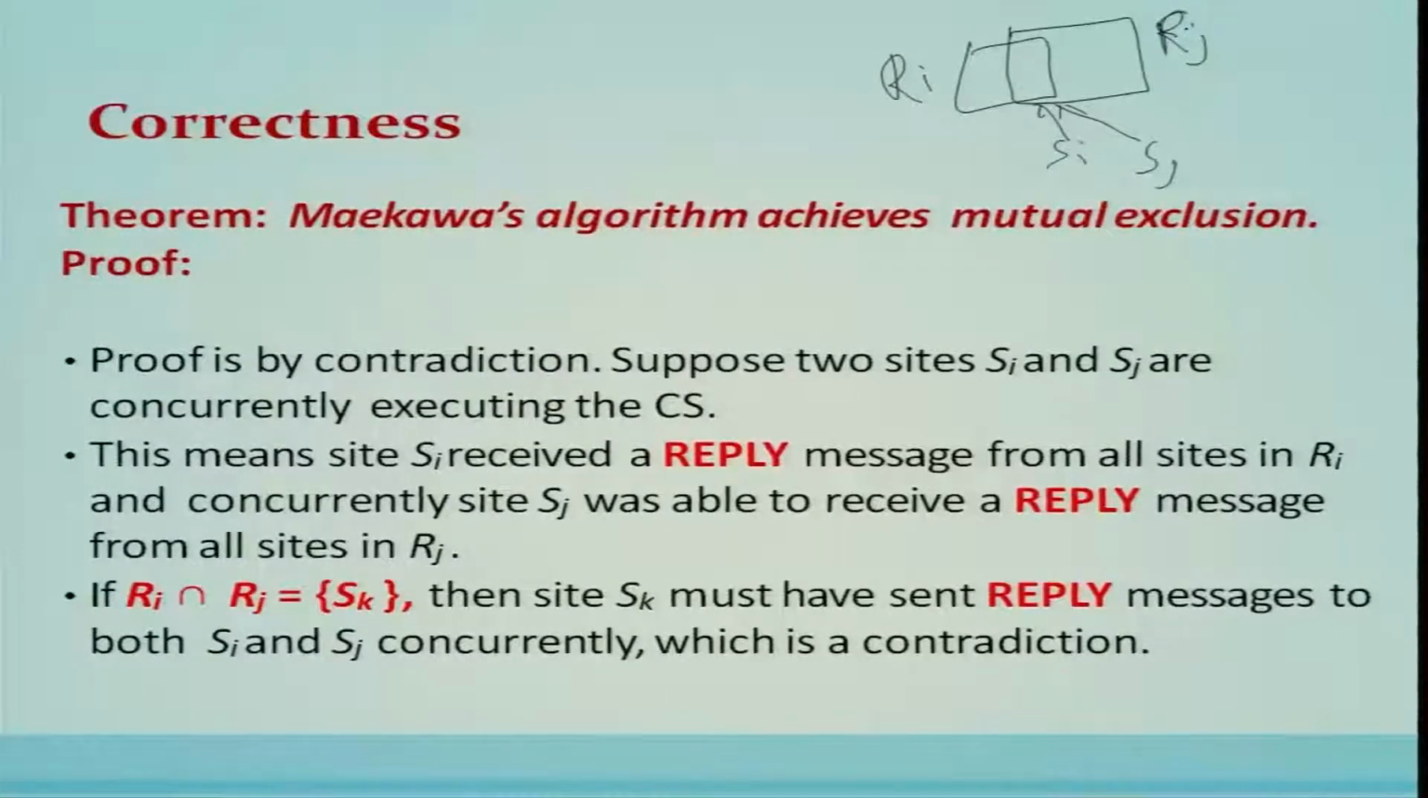Now we know that by the intersection property, there is a common site Sk. Then Sk must have sent a reply message to both Si and Sj concurrently, because this is the common site, so it is responsible for ensuring the mutual exclusion. If it has sent the reply message to both the sites, that means it is allowing two sites to go into the critical section concurrently, which is a contradiction.